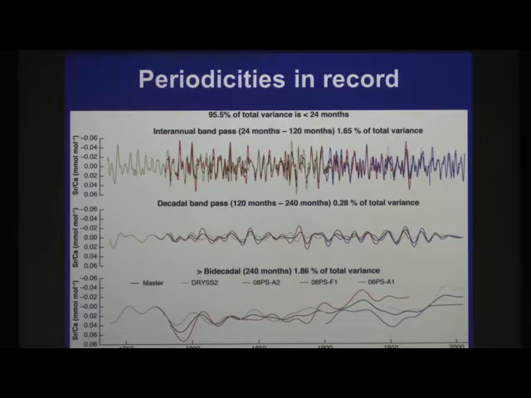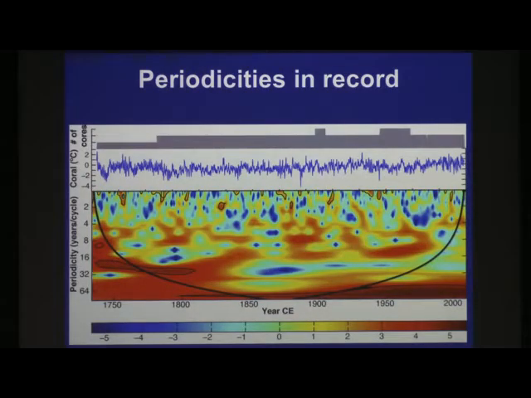I've also plotted this with the black line as the master record, but also with the different cores. I wanted to see whether the different cores agree when I start filtering for the different bands. In the interannual band, we have good agreement between the cores. In the decadal band, similar agreement, and the same in the bidecadal band, with some mean shifts between the two records. We saw that when comparing the reproducibility in the beginning, but the variations are moving in the same direction. So most of our variance is annual, interannual, and bidecadal.